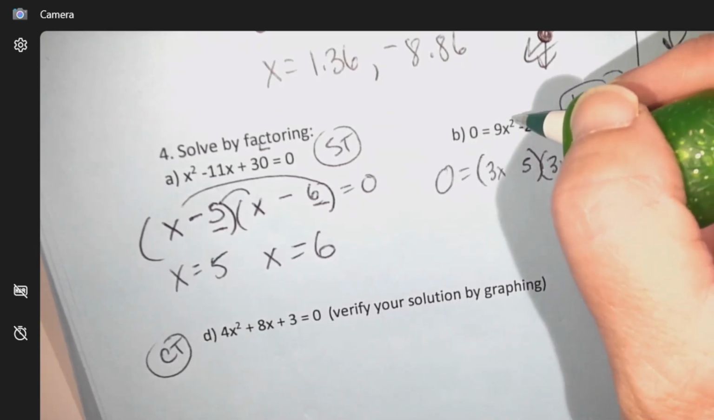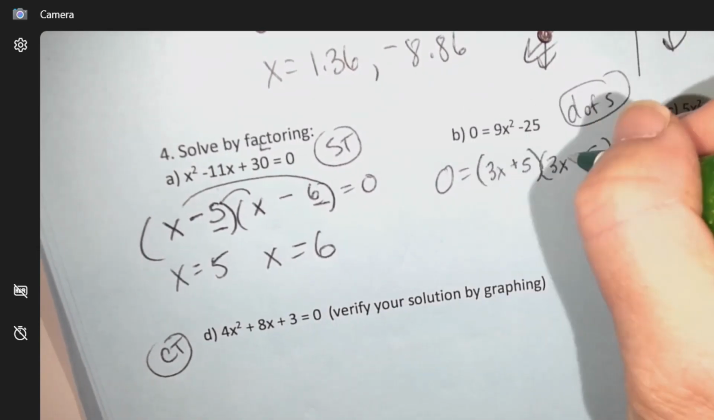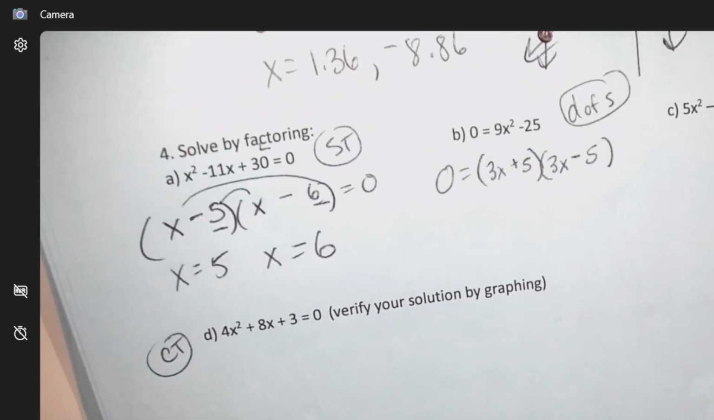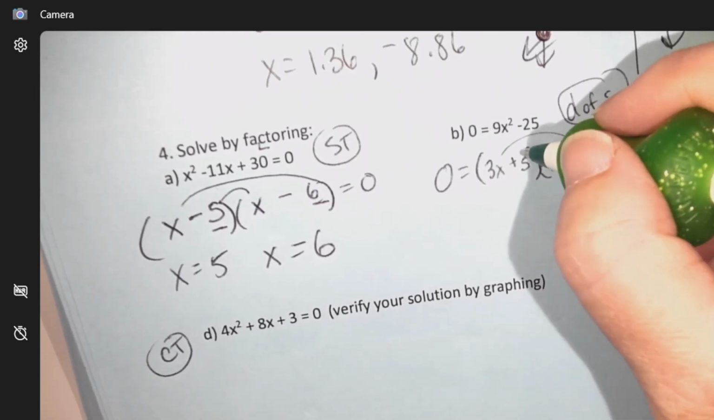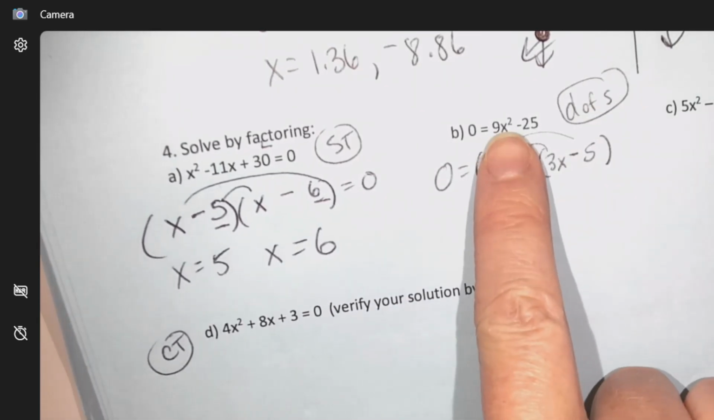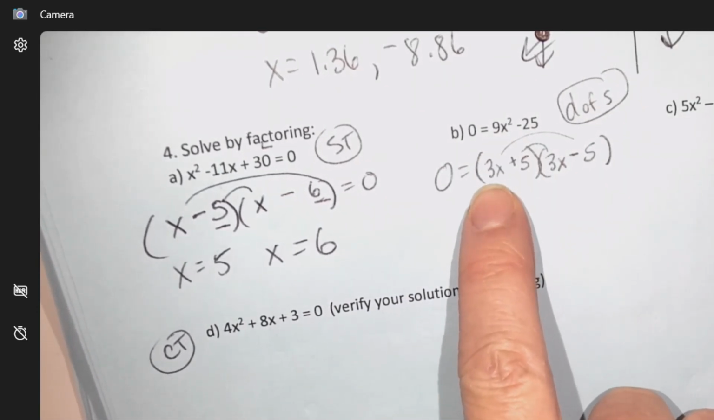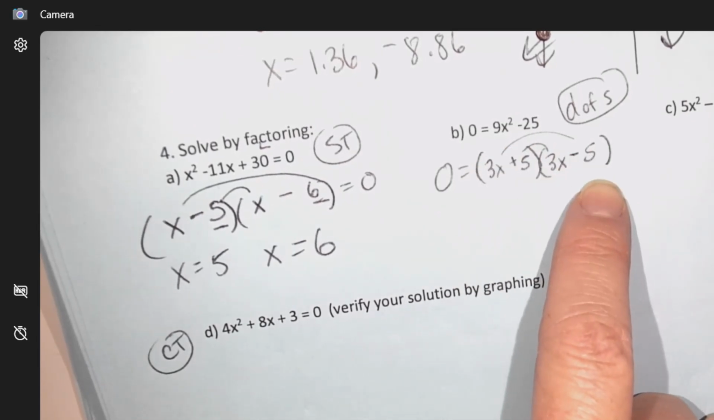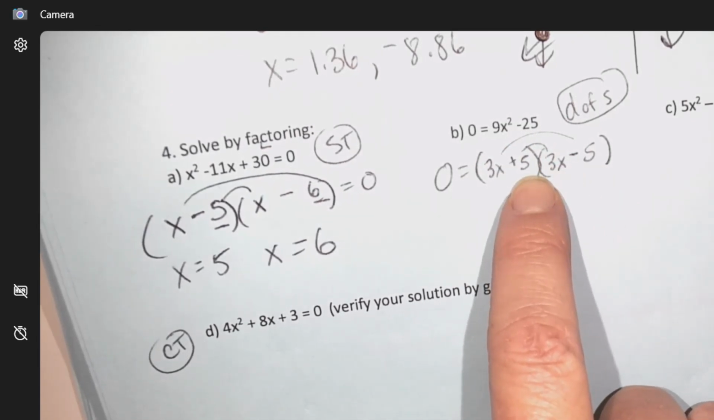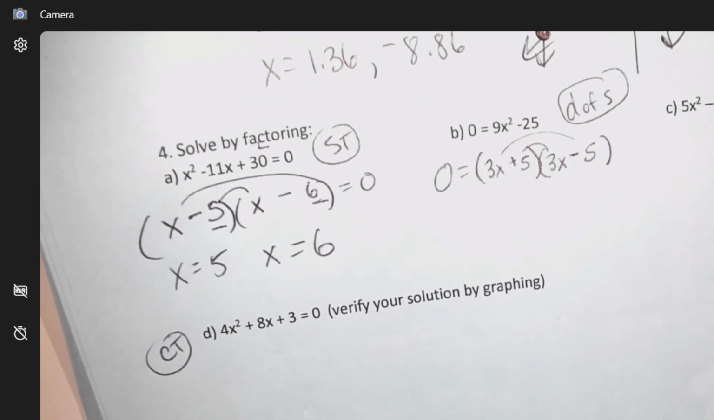How do you multiply to negative? You're going to have one that's a plus and one that's a minus. Then you'll notice that there's nothing in the middle. The reason is because this is minus 15x and this is plus 15x, which disappears. So that's why there's nothing in the middle of this trinomial.